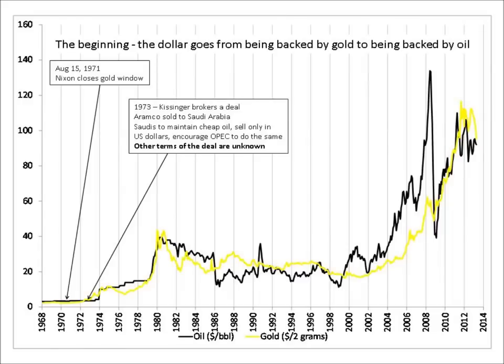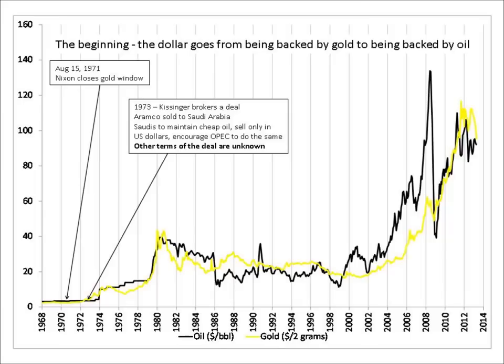As I tell this story, I will present a timeline with the price of oil overlaid against the price of gold. You can see that throughout time, the spot price of 2 grams of gold has very closely followed the spot price of a barrel of oil. The two are very closely related. The story of the petrodollar begins in 1971.